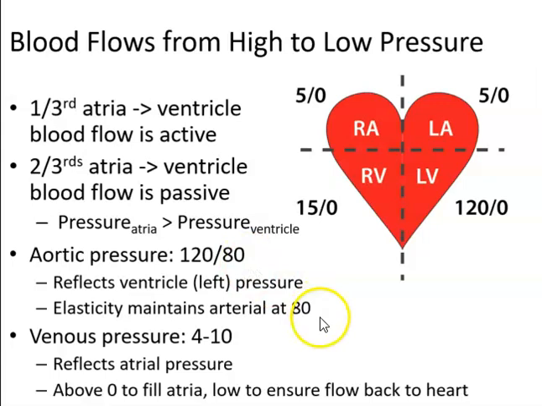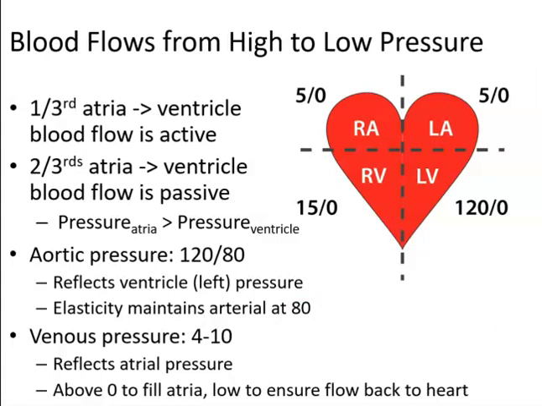Now, aortic pressure has to be maintained at 80. Why is that? It's because of the elasticity of the aorta. We know that most great vessels have that middle muscular layer that also contains elastic connective tissue. It's this elastic tissue that allows the pressure within the aorta to be maintained at 80, allowing for blood to flow to the rest of the body.